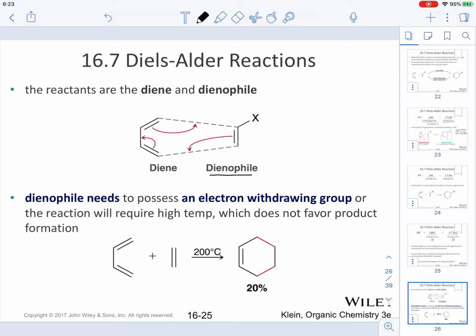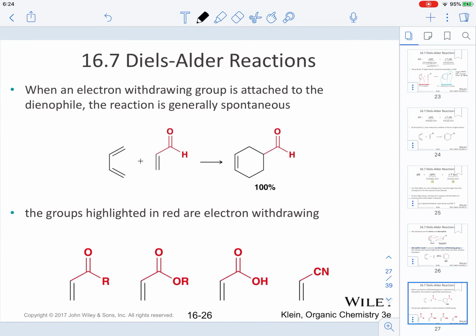So when, as you can see, we have just butadiene with an alkene, and they react with one another, even when you heat it to 200 degrees Celsius, the percent yield is only 20%, okay? And remember, once we increase the temperature, the retro Diels-Alder is going to be the one that takes over. So understand that adding that electron withdrawing group is going to be much better for the reaction to go forward.